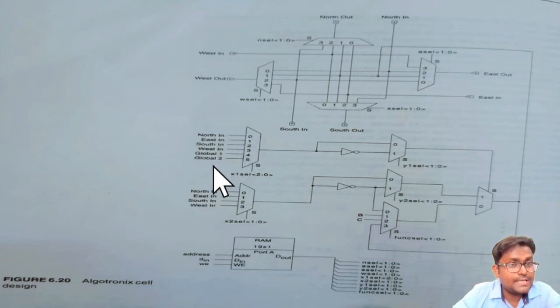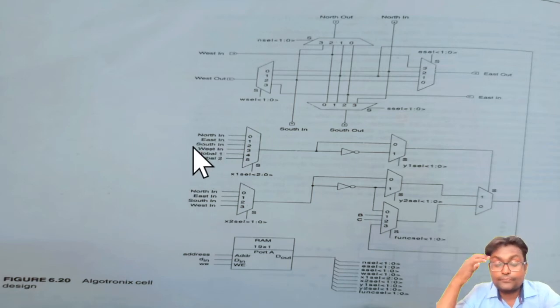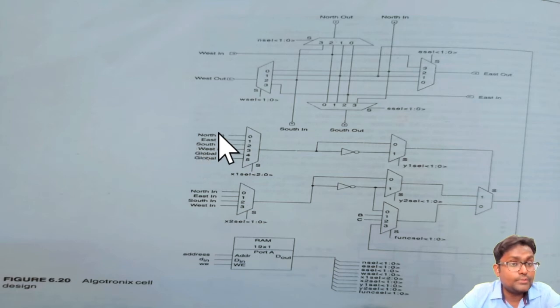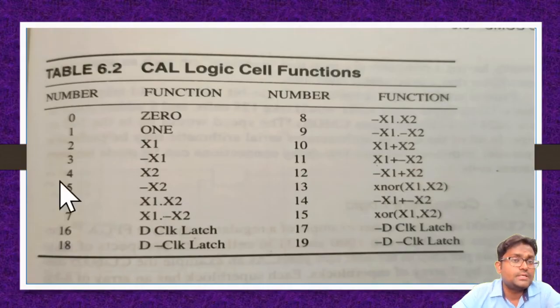These all are the inputs and global selection lines. We already stated that in logic cells there are the north input, north output, east input, east output, and also some global lines present. All these are mentioned here. You can see this internal structure. By using this internal structure, we can find out various types of functions. The logic functions are mentioned here.